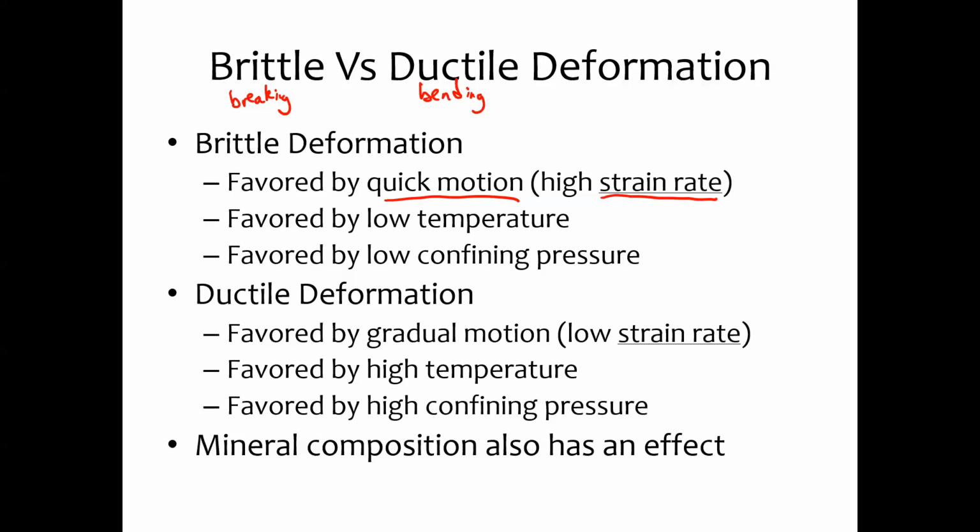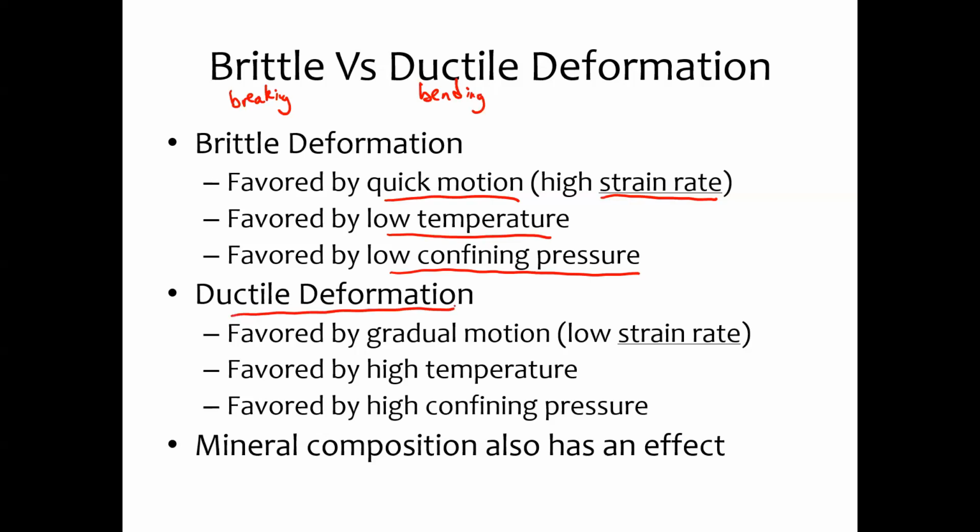Earthquakes are an example of brittle deformation occurring in Earth's crust. It happens quickly and rocks slide past each other. They break, they shatter along fault lines. That's brittle deformation. It's also favored by low temperature or low confining pressure. So you tend to get a little more brittle deformation near Earth's surface.